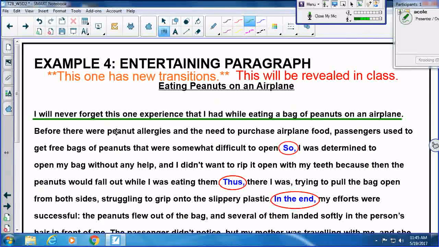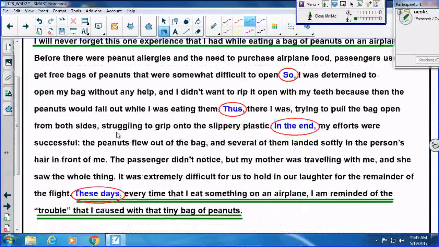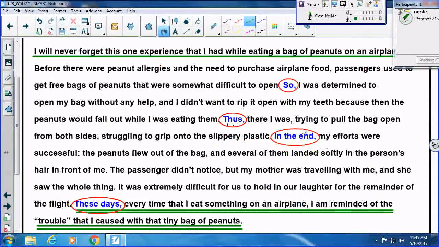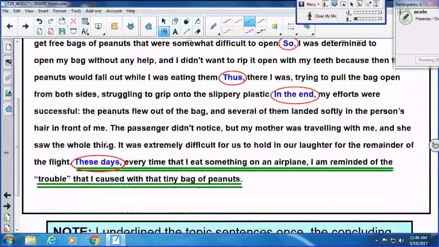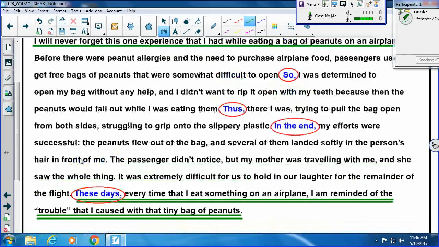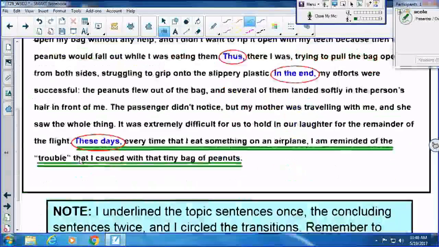All right, and this is the same paragraph with different transitions. I've got so, thus, and I have the transition in the end, in these days, right? So I was determined to open my bag without any help, right? Thus, there I was trying to pull the bag open from both sides. In the end, my efforts were successful, right? So you remember that part in the middle, all right? And then instead of saying nowadays with my concluding sentence, I've used these days. Every time that I eat something on an airplane, I'm reminded of the trouble that I caused with that tiny bag of peanuts.